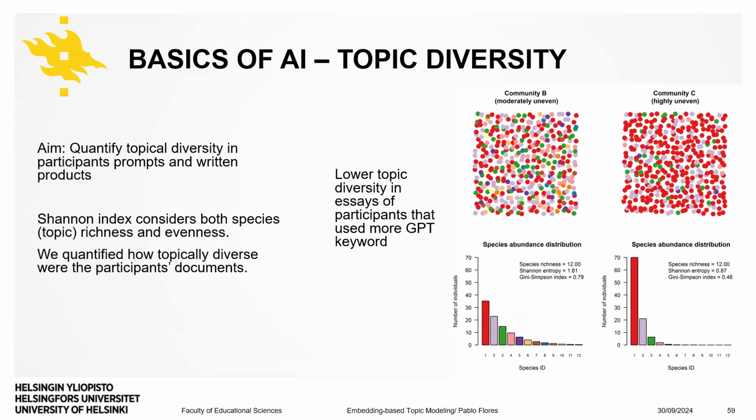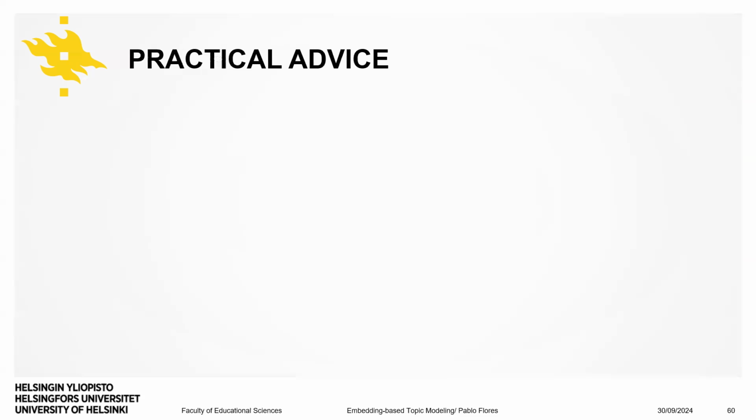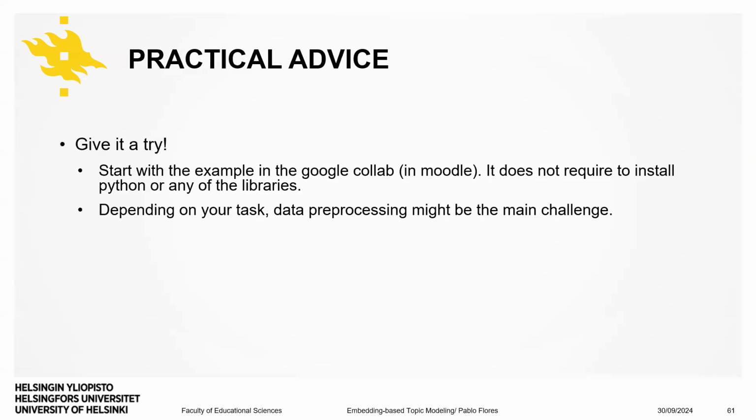And I want to finish with some practical advice. First, just give it a try. I uploaded an example in a Google Colab. It's in the Moodle. It's just a web page. You follow the instructions, you click play on some things, and it will do the topic modeling on this 20 newsgroups dataset that I've been showing some plots about. It doesn't require installing any Python or programming libraries or anything like that. It's just go there with your Google account, I think, and press play.